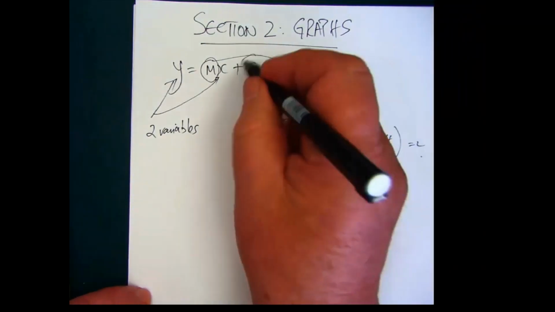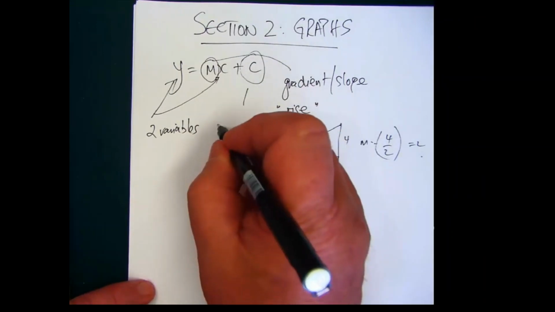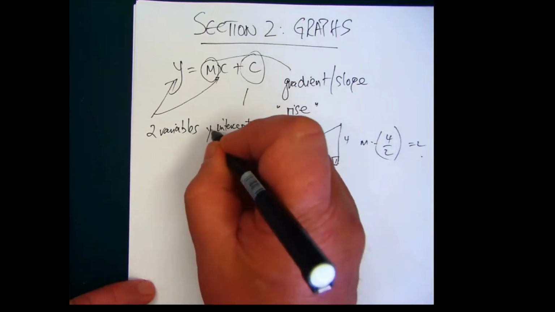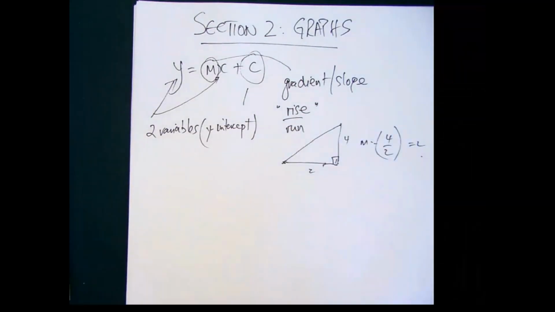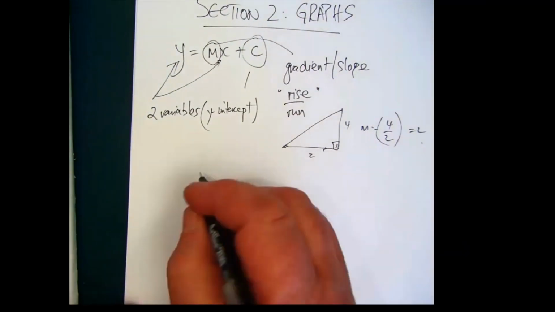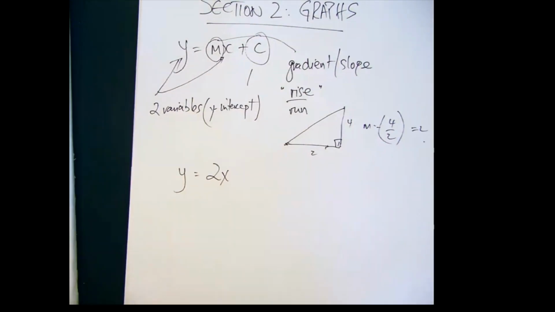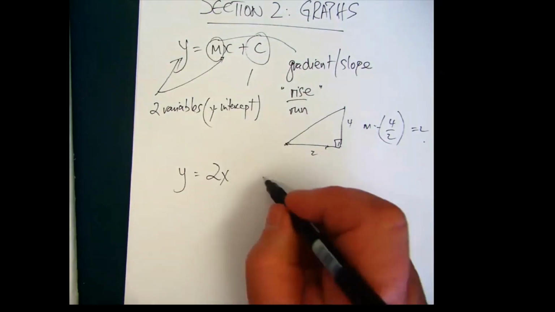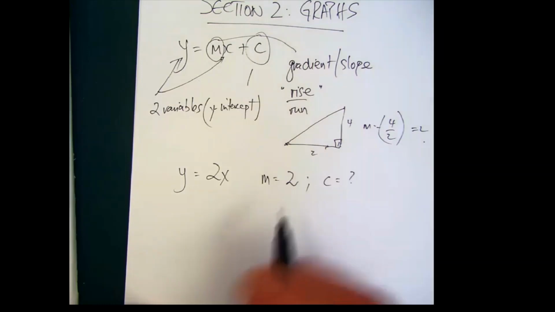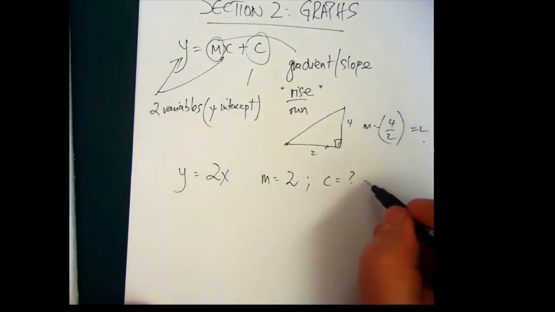Now, c is a constant for this particular equation, and it's where the graph intercepts the y-axis. So we call it the y-intercept. If the lecturer gives you something simple like y equals 2x, then straight away you know it's a straight line graph. M straight away equals 2. I wonder if you know what c equals. Doesn't look as though there is a c. There isn't, because c equals 0.